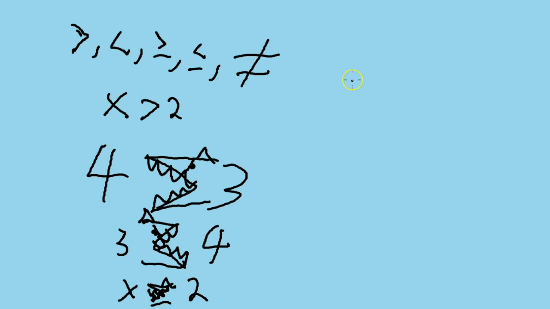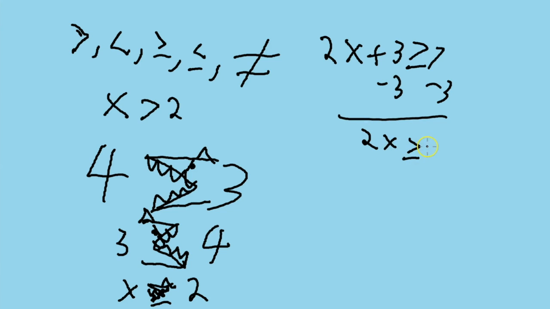Alright, so moving on to more inequalities. Say you were given the inequality 2x plus 3 is greater than or equal to 7. You would have to treat this as a normal equation. So you would first subtract 3 from both sides, which leaves you at 2x is greater than or equal to 4. Then you divide by 2, and you get x is greater than or equal to 2. Meaning that x can be either 2, 3, 4, 5, 6, 7, a billion. Anything you want, as long as it's 2 or greater.